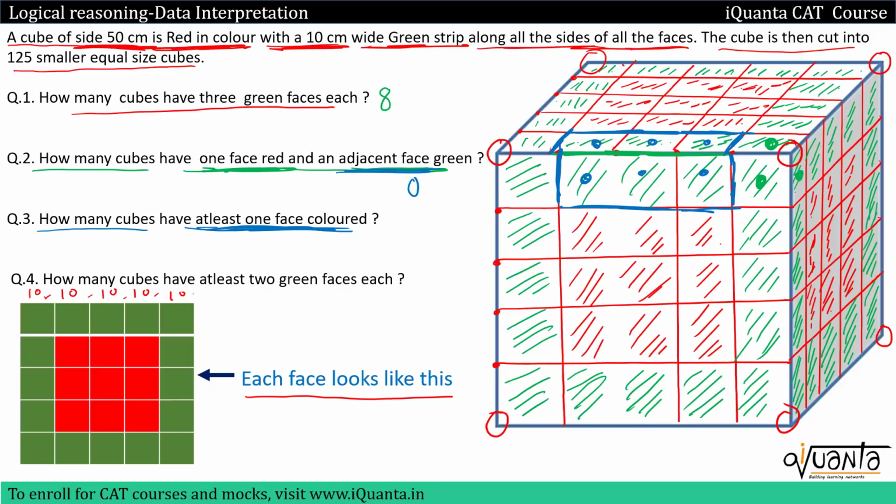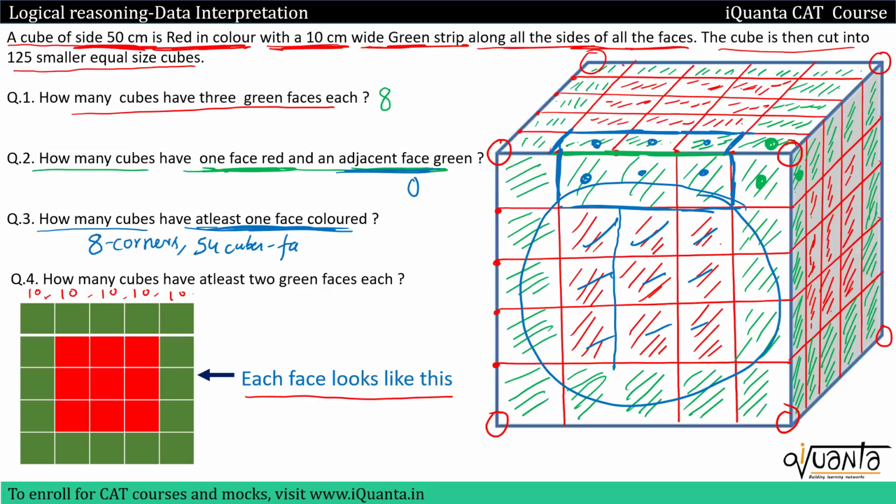We know that there are 8 cubes on the corners, right? They will have 3 faces colored, so we can say that yes, at least one face colored. Then we have these 9 cubes over here. These 9 cubes: 1, 2, 3, 4, 5, 6, 7, 8, 9. We'll have such 9 cubes on every face. So we have 6 faces, 6 into 9, that means 54 cubes would come from the faces. Now we remain with edges.